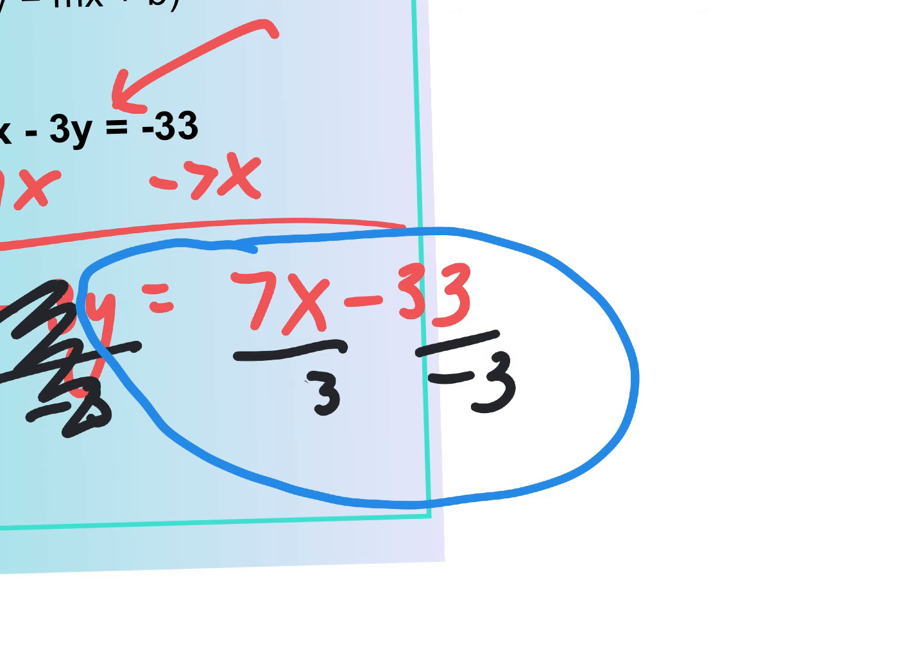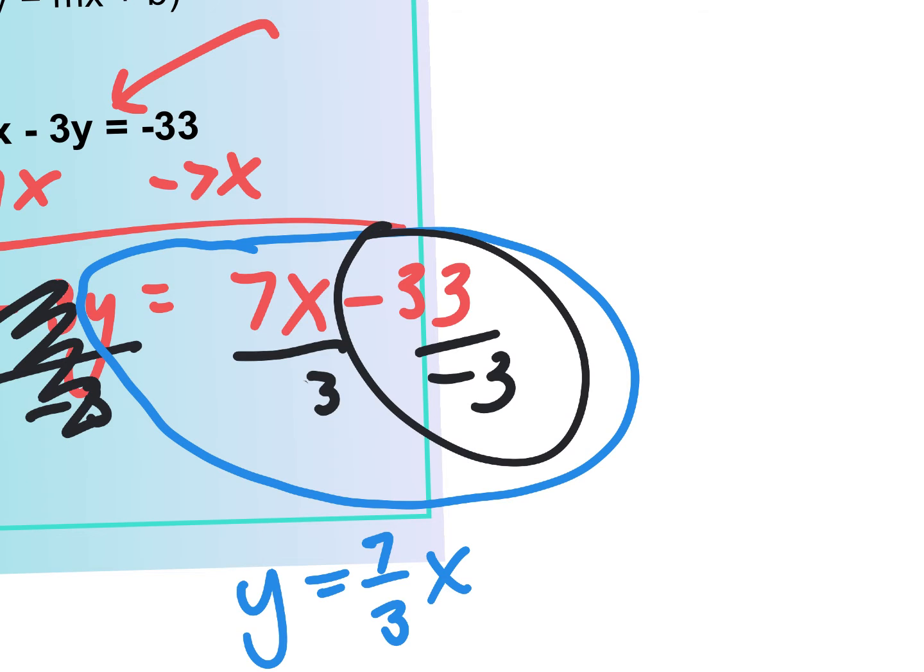7 over 3. So I'm going to write it out. Y equals 7 over 3 x. And then what do these two negatives do? They cancel. And that makes positive what? Now this one? Is it 11 or is it 10? It's 11. There we go.